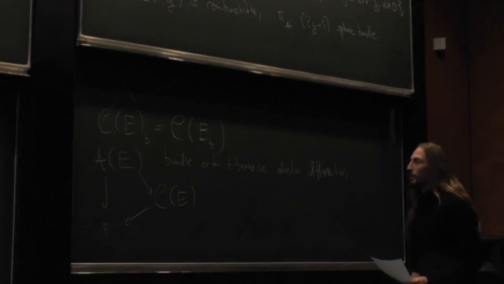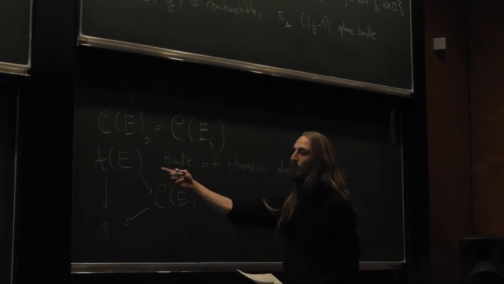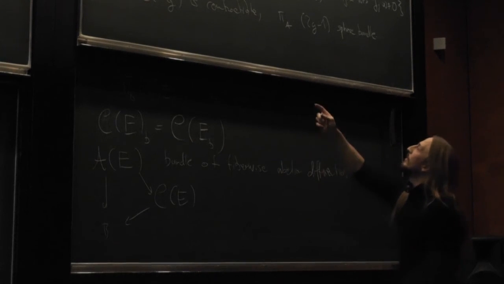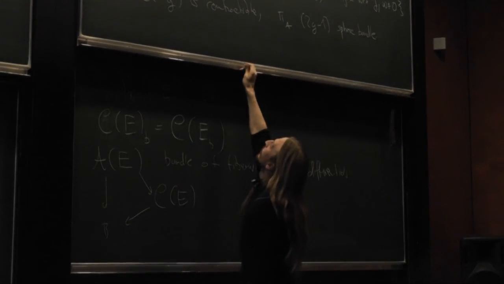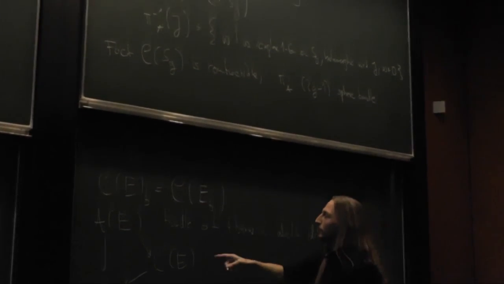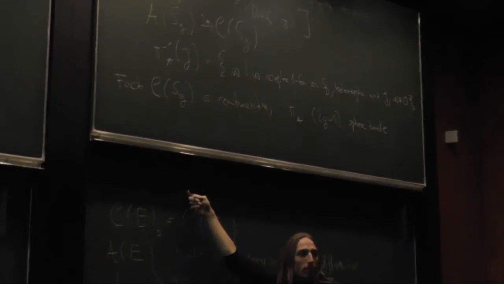Okay, and now the point is that fiberwise we have this contractibility and we have local triviality. So the statements from here translate to the following statements: if you look at the space of sections here, it's still contractible.